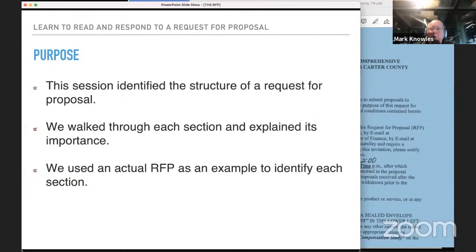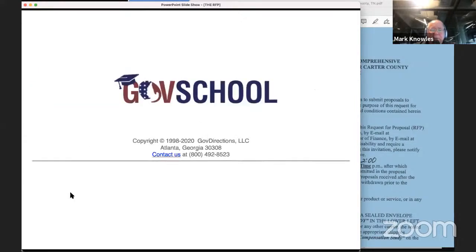But this is what I wanted to share with you today. We wanted to identify the structure of a RFP. We wanted to walk through each section and explain its importance. And then I used an actual RFP as an example to identify each section. And so that was our objective through GovSchool today. And we want to always keep these short and sweet.